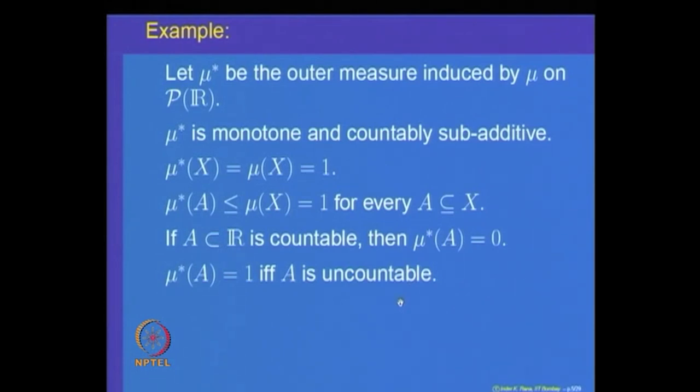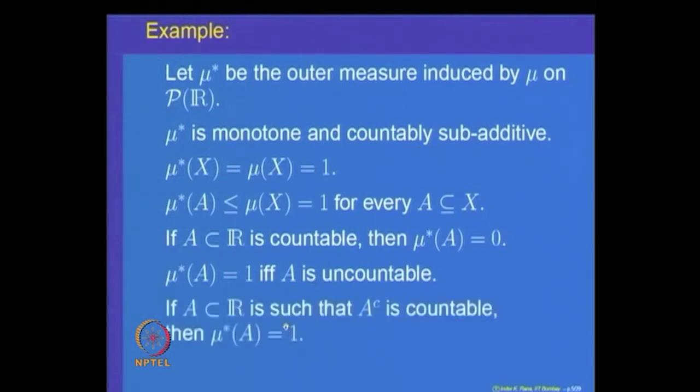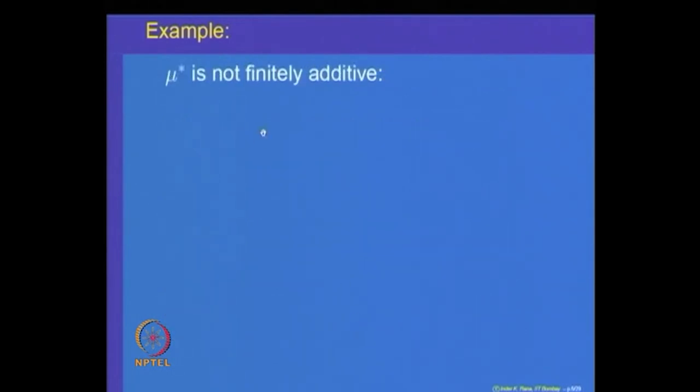Now we already know that mu star is countably subadditive. We want to know, is mu star additive? So we will show that is not the case, that mu star is not even finitely additive. To show that, let us observe that the real line I can decompose into two disjoint sets, minus infinity to 0, 0 closed, union 0 to infinity.